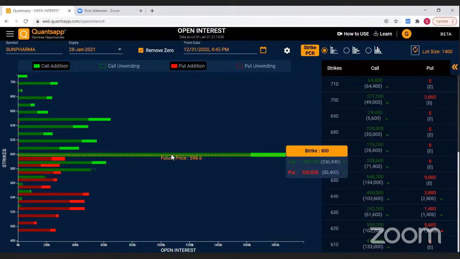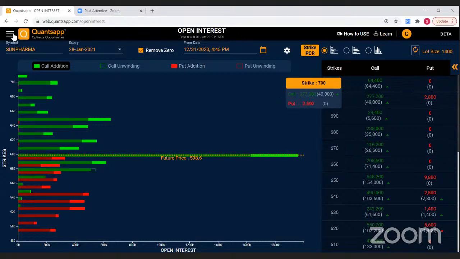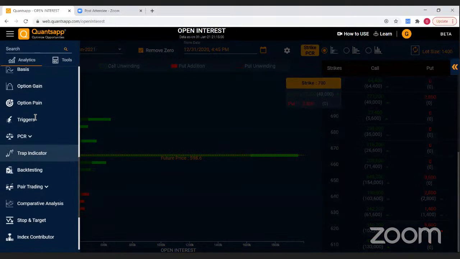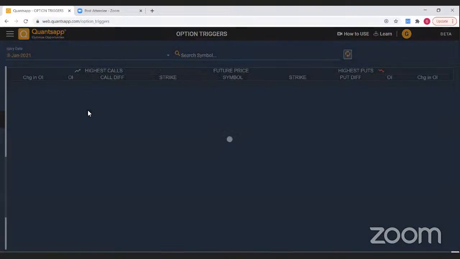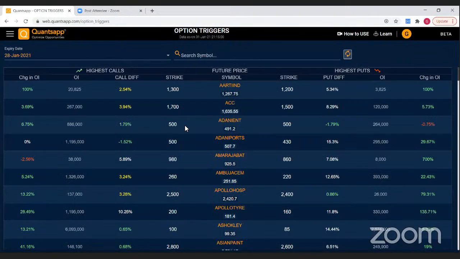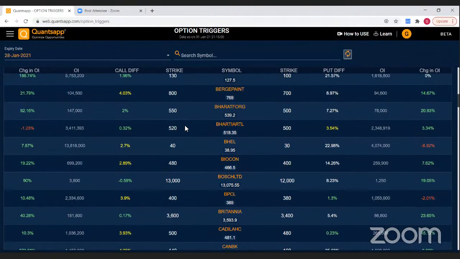So you can see how the option trigger has helped me. It is actually helping me figure out the stocks which are standing at the highest call, at the highest put, and at that particular level, how the OI is changing.